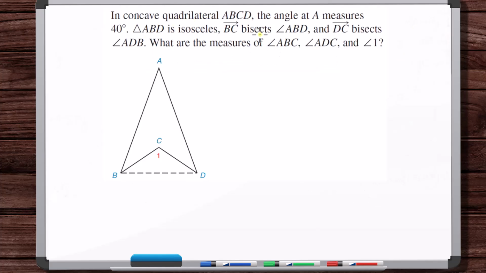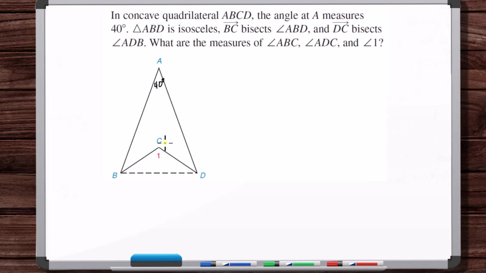In concave quadrilateral ABCD, the angle at A measures 40 degrees. This is the concave quadrilateral here, and here's the reflex angle. Triangle ABD is isosceles. Which sides are congruent? BC bisects angle ABD, and DC bisects angle ADB. What are the measures of angle ABC, angle ADC, and angle 1?